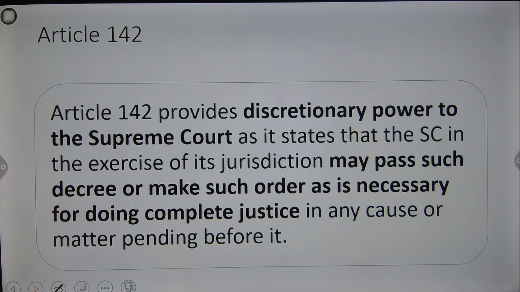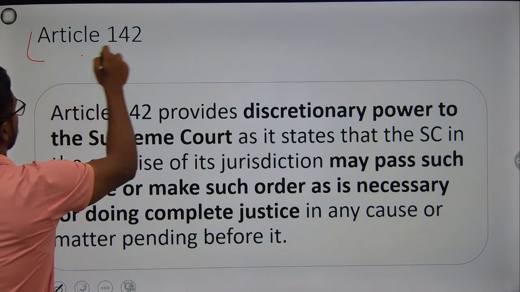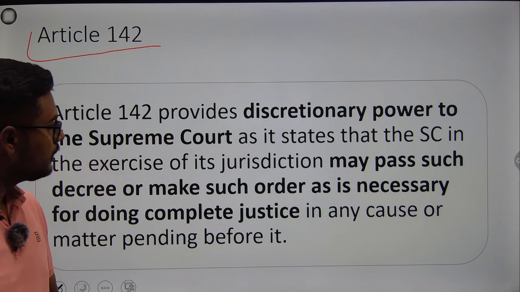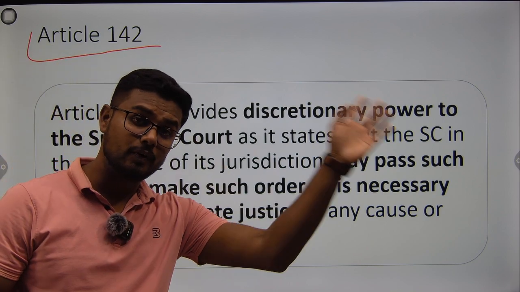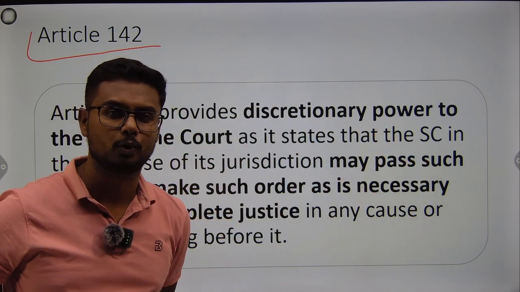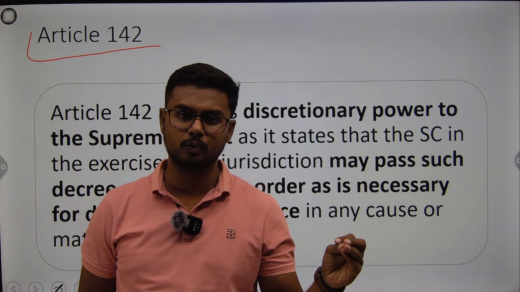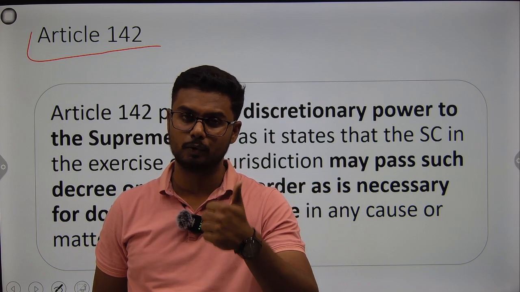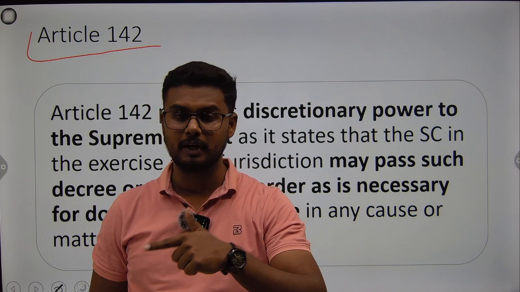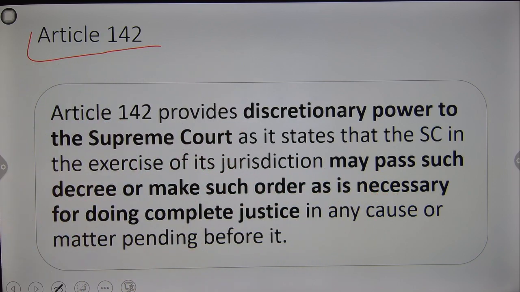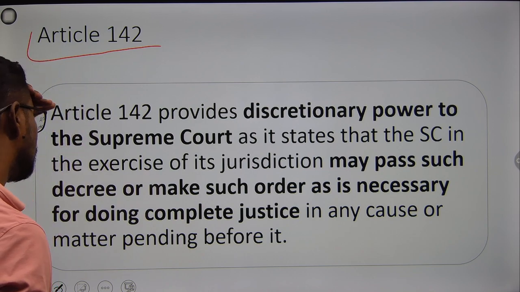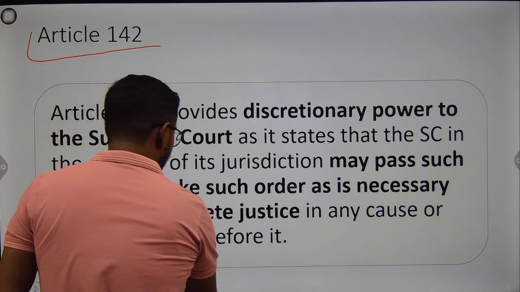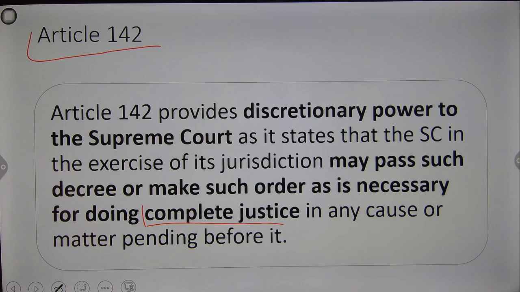Right. Next, we have Article 142 of the Indian Constitution. What does it speak about? It talks about the discretionary power given by the Constitution of India to whom? To the Supreme Court. Remember, Article 142 talks about this discretionary power given to the Supreme Court of India by the Constitution of India. It states that the Supreme Court, in the exercise of its jurisdiction, may pass such decree or make such order as is necessary for doing complete justice in any cause or matter pending before it.